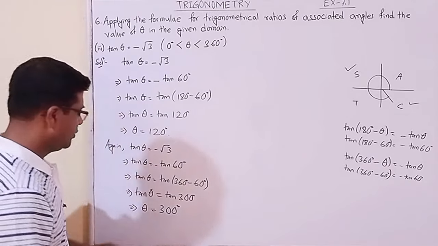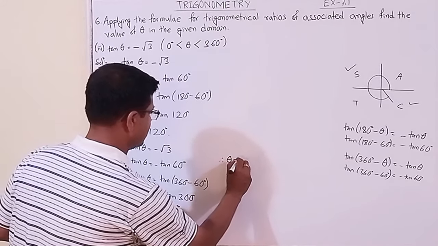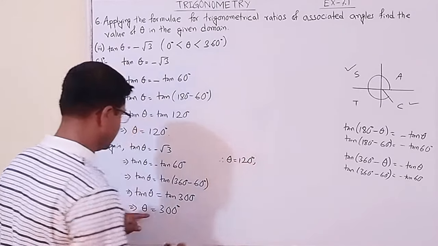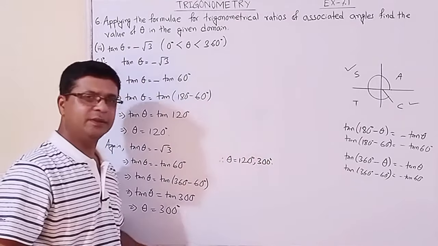Got it? Now we got two values of theta. Let us write here. So theta equals, one value is 120 degree and another value is how much? 300 degree. Have you understood?